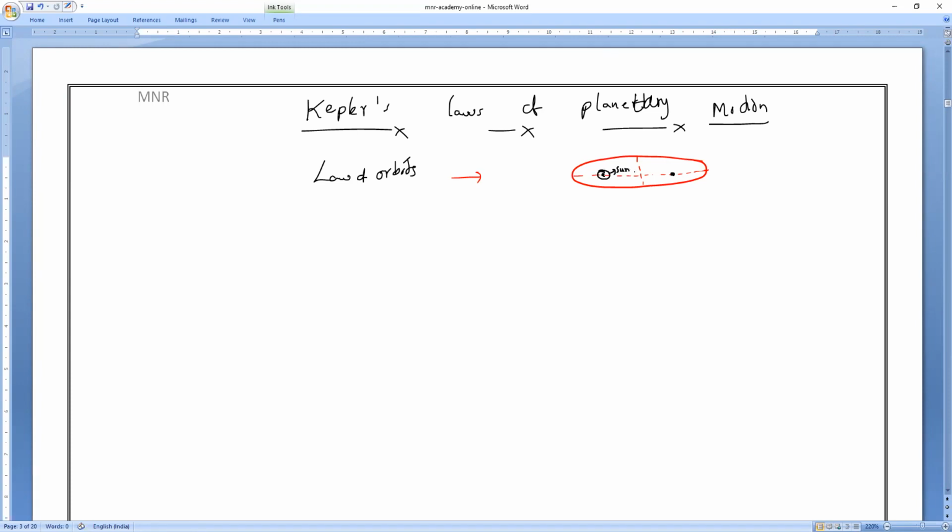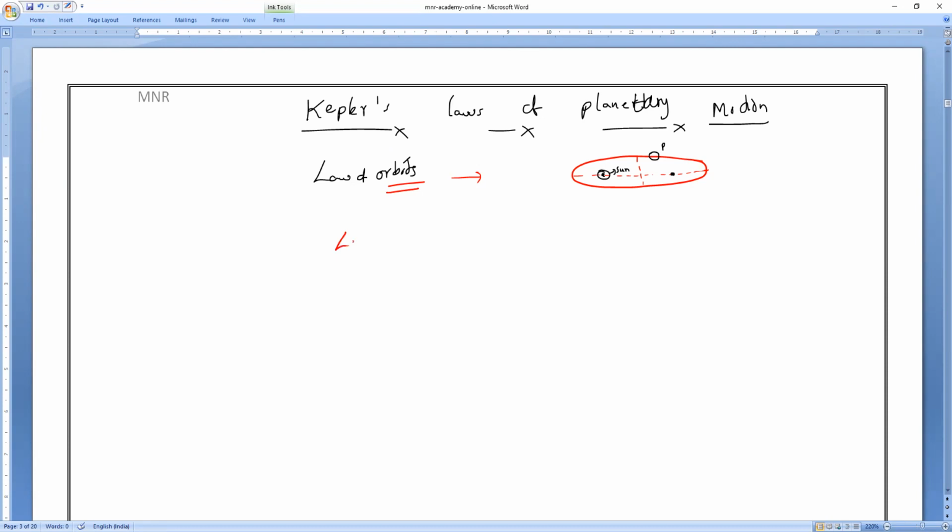The sun is present at one of the foci, and planets are revolving around the sun. So can we call it just major axis and minor axis? No, you have to say semi-major axis and semi-minor axis. So that is the first law of orbits, also called Kepler's first law.